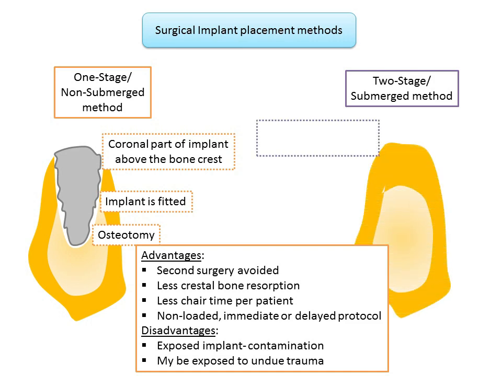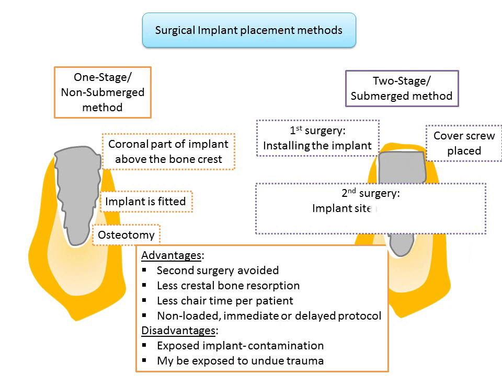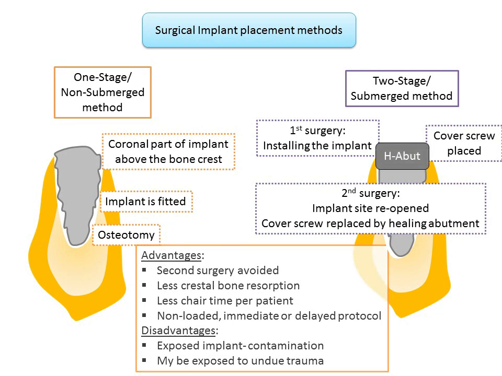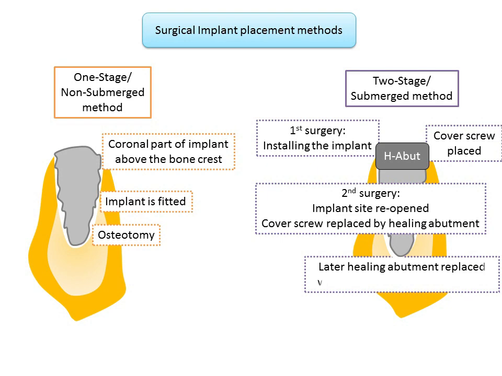In contrast, the two-stage method, which is also known as the submerged technique, in this method, two surgical procedures are carried out. The first surgery involves installing the implant into the bone, and a cover screw, also known as a sealing screw, is attached to the implant platform. The raised flap is then repositioned and sutured to conceal the cover screw and the implant. After a few months, the second stage surgery is carried out, in which the implant site is reopened. The cover screw is accessed and then replaced with a healing abutment, which is also known as a sulcus former or transmucosal abutment. Afterwards, the healing abutment is replaced with a provisional or final restoration.